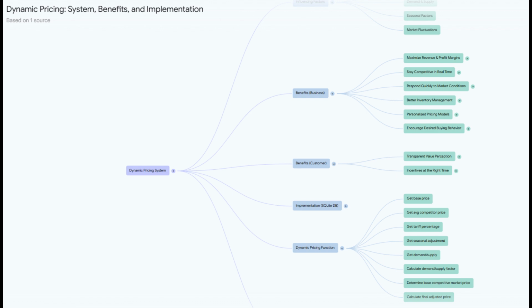Okay, so we've talked about why a business would want to do this dynamic pricing thing. But what about the customer? What's in it for them? Right.